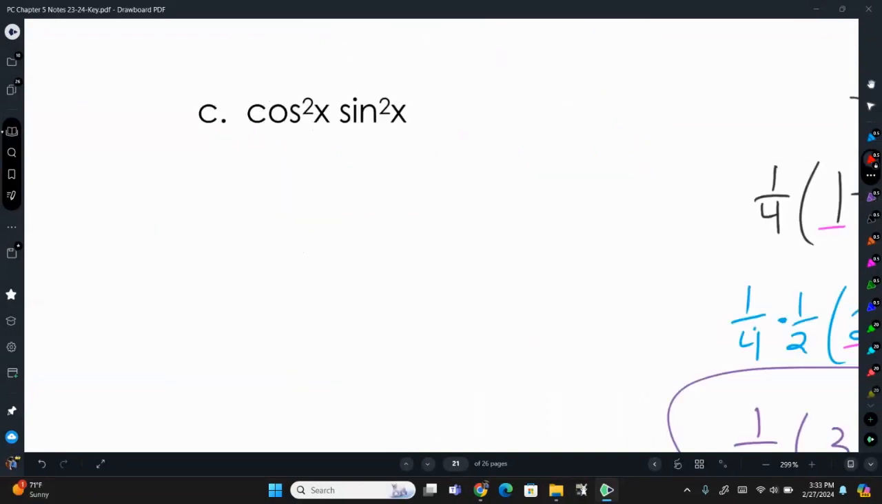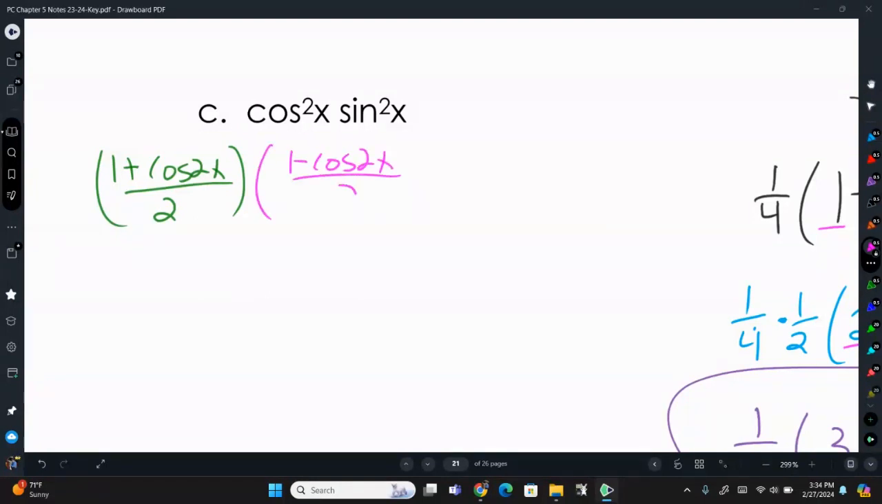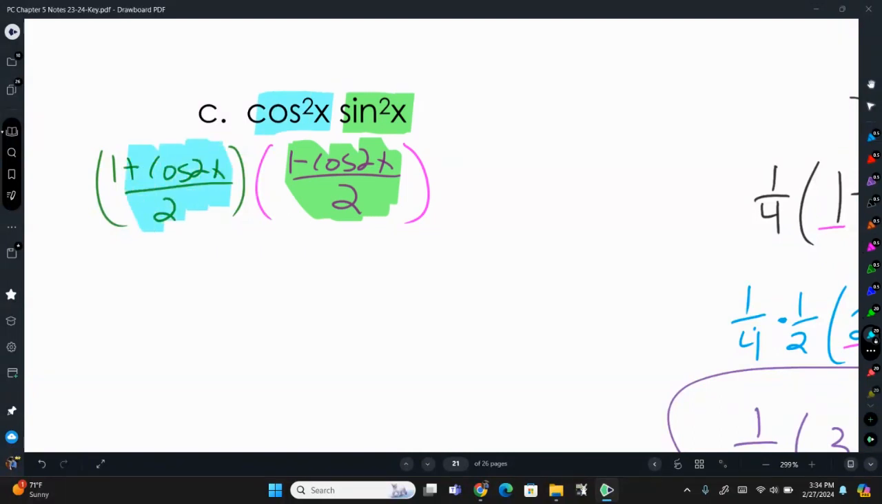So letter C, we have cosine squared x times sine squared x. So we're going to power reduce both of these. Cosine squared x power reduces to 1 plus cosine of 2x over 2. And then sine squared power reduces to 1 minus cosine of 2x over 2. So this changes to that, and this changes to that. So now we can multiply these.